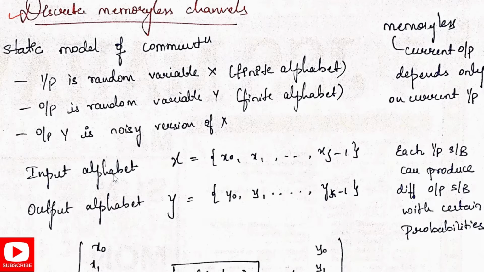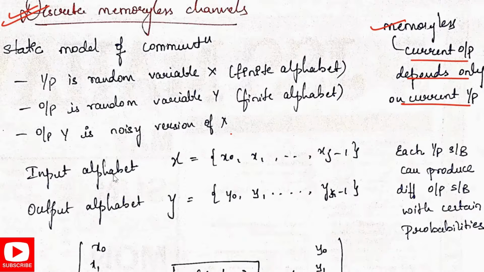Next is discrete memoryless channels. Here is the static model of communication. The input is the random variable X with a finite alphabet. The output is a random variable Y with a finite alphabet. Y is a noisy version of X. You can say this is memoryless because the current output depends only on the current input. There is no memory to store.